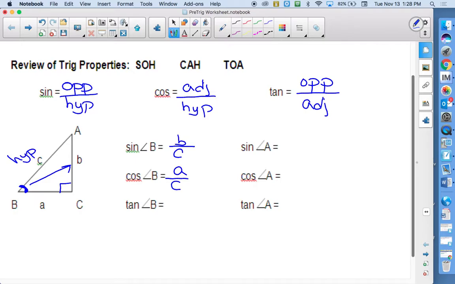And then Brandon, the tangent, opposite over adjacent, would be? B over A. Right, so opposite and adjacent, B over A.